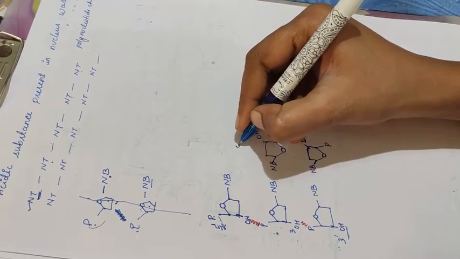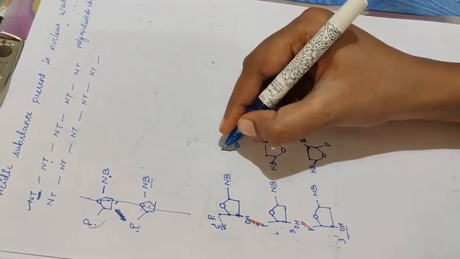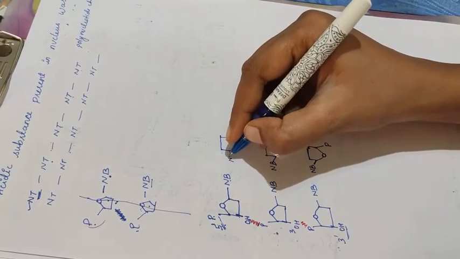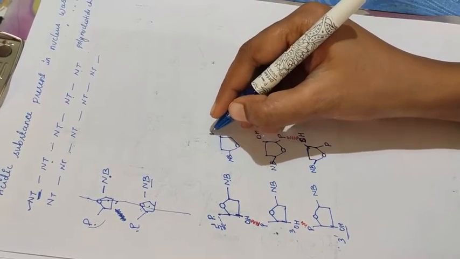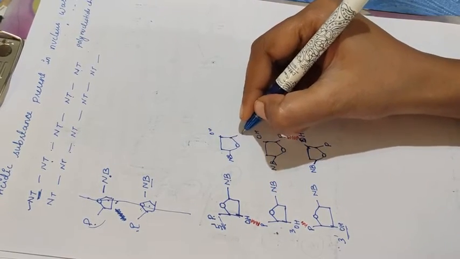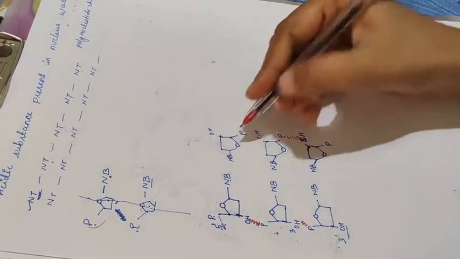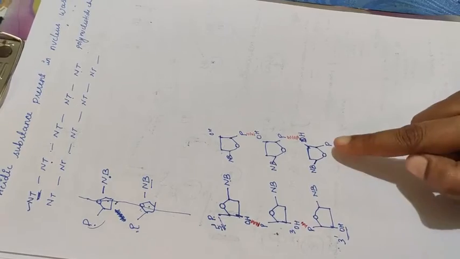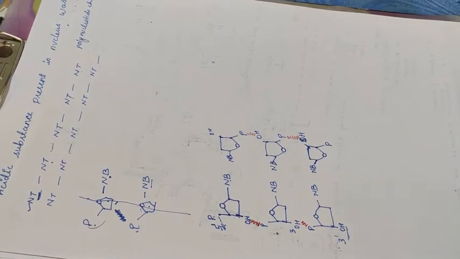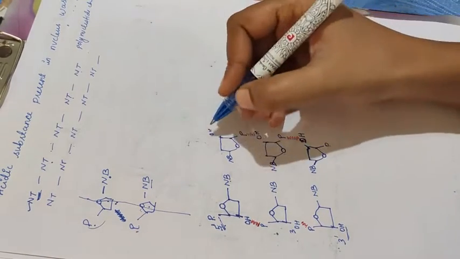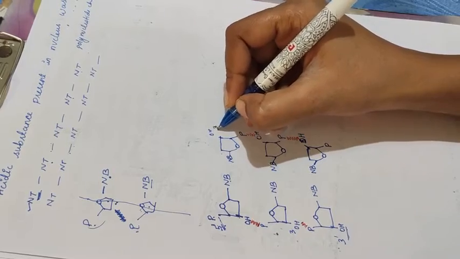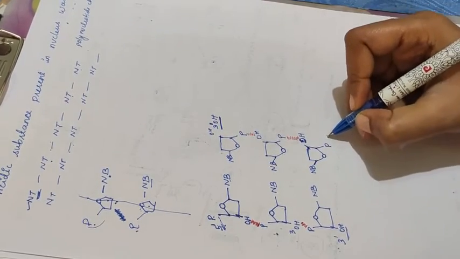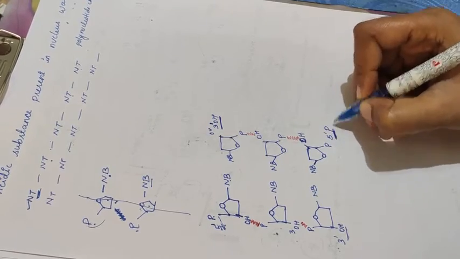Now nitrogen base, OH, the bond is between these two. This was one chain. On the other chain, if you look at the second chain here, this is the 3' OH end, whereas this is the 5' phosphate end.